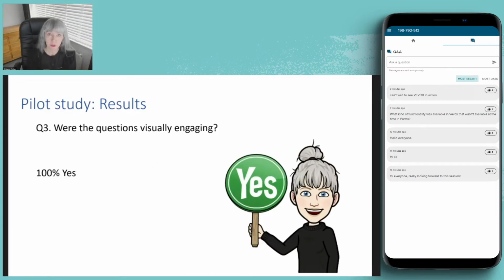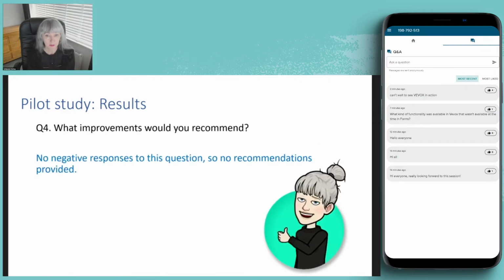Question 3 was to ask whether the questions were visually engaging, and 100% of respondents said yes, they felt the questions were visually engaging. They were then asked what improvements they would recommend, and there were no suggestions here, so we can assume that everything was okay from their perspective, or good from students' perspective.